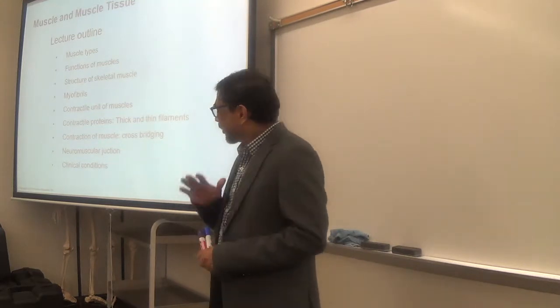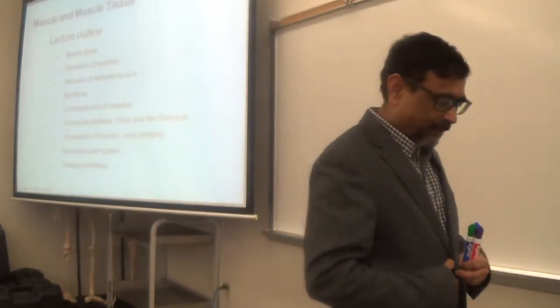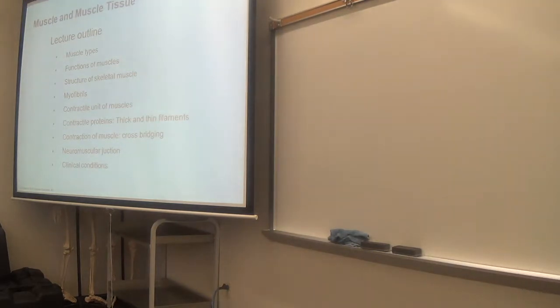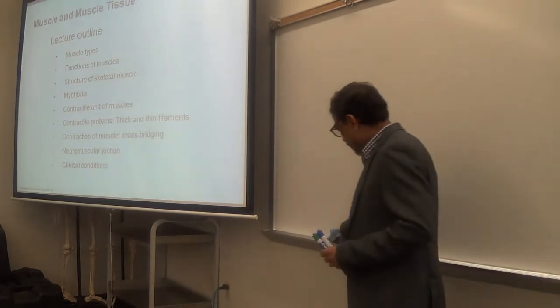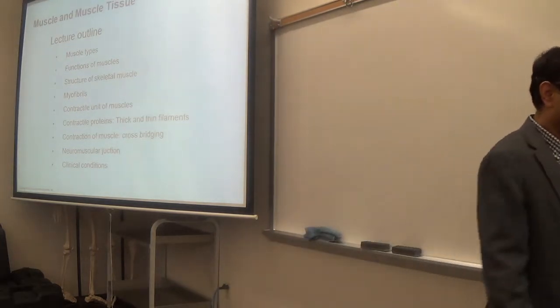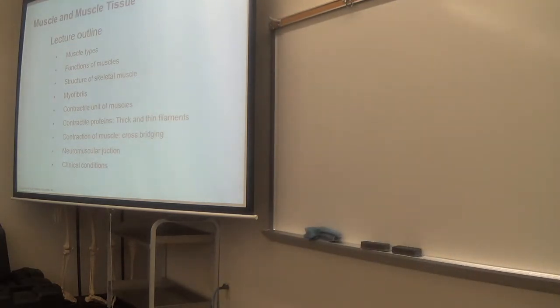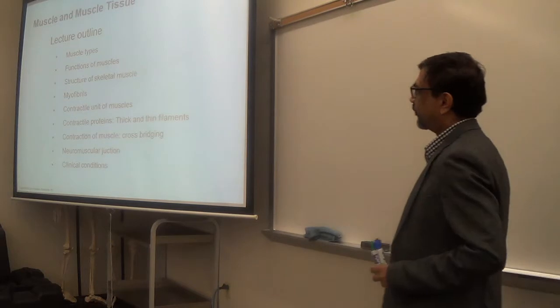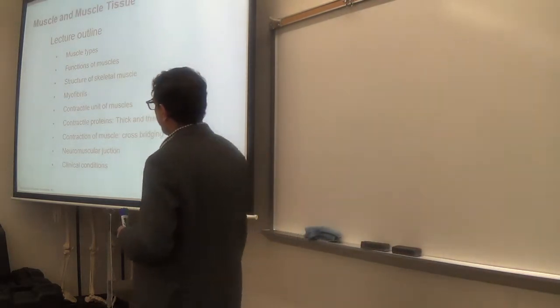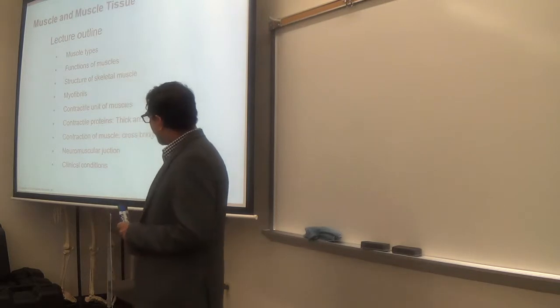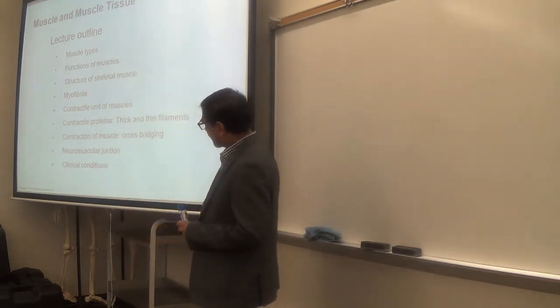Okay? So first we'll see different types of muscle in the body. You already know there are three types of muscle tissue: skeletal muscle tissue, cardiac muscle tissue, and smooth muscle tissue. Then we will talk about the functions of the muscles. Then we will talk about the structure of the skeletal muscle and the mechanism of muscle contraction.